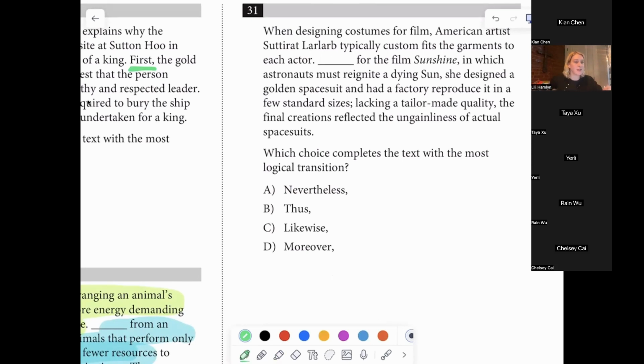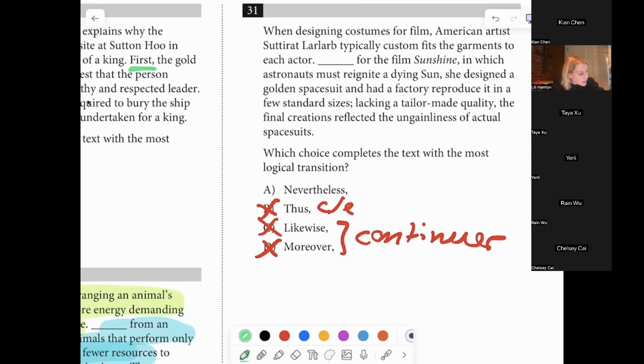Yeah, it's a contrast, right? So we're saying that normally she makes these custom fitted garments for each actor, but in this situation she ordered generic sizes, so they weren't custom fitted, to reflect what was needed to make the spacesuits look a bit clunky, right? So it's a contrast. Because it's a contrast, we can get rid of moreover, and likewise and thus, because that is a cause and effect, and these two are continuous, which leaves us with nevertheless, which is the contrast one. Does that make sense?